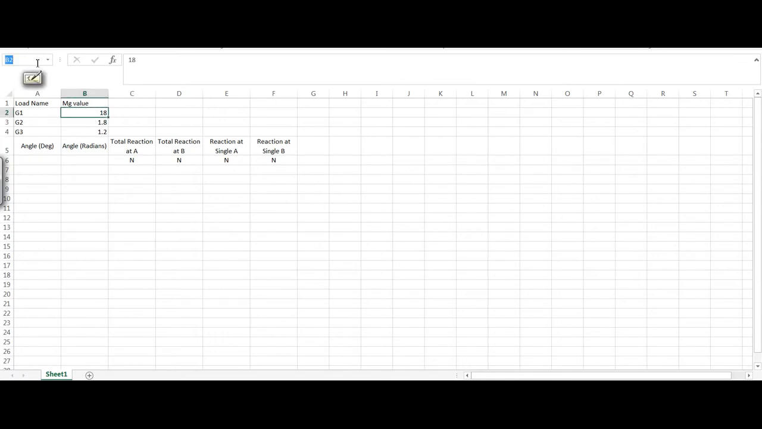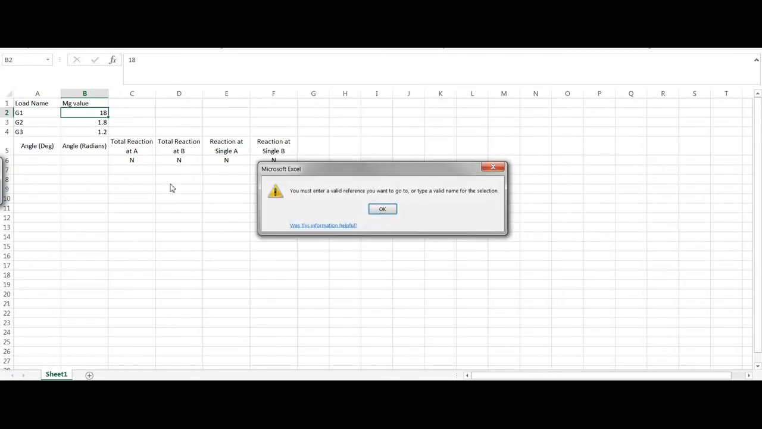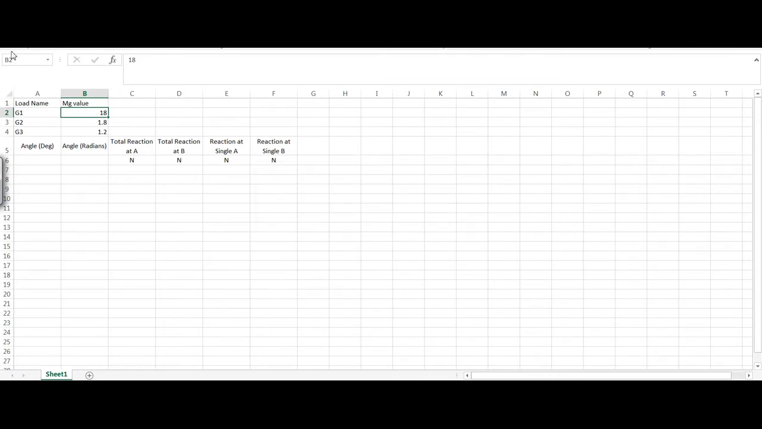I could call this G1. Maybe I won't call it that. I'll call it 1G. That's not going to work. Okay, so I'll leave those the same. I could call this load 1. There we go. I'll call this one load 2. So I'm just typing up here and giving these names. I can refer to those names instead of those values later in formulas.